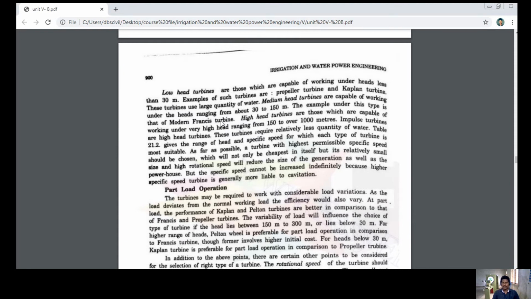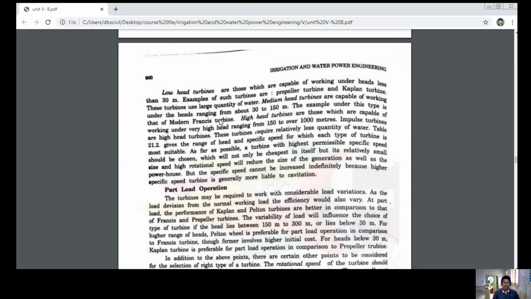Medium head turbines are capable of working under heads ranging from 30 to 150 meter. So low head is less than 30 meter, and medium is 30 to 150 meter. For example, the modern Francis turbine. High head turbines range from 150 to 1000 meters. Be careful: impulse turbines are high head turbines. These turbines require relatively less quantity of water.